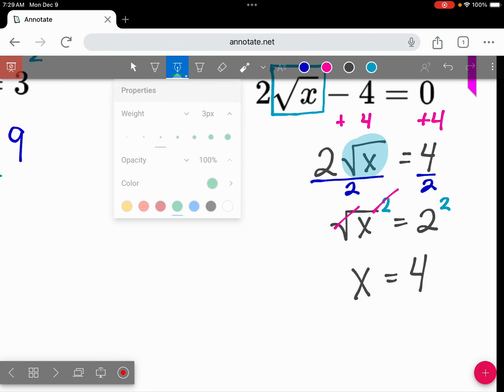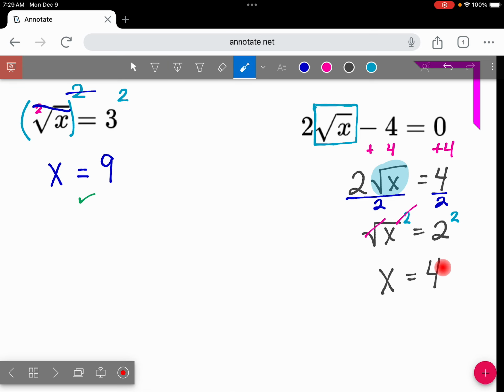And again, we're going to look back at our original equation and make sure, if my x is 4, do we get an imaginary number? Nope, so that's good. So we have checked and we're good. Literally all we care about is, do we have a negative under the square root? That's it. Questions on either of these two?